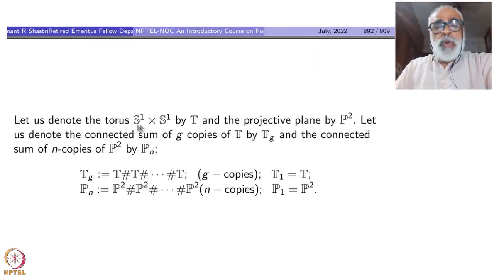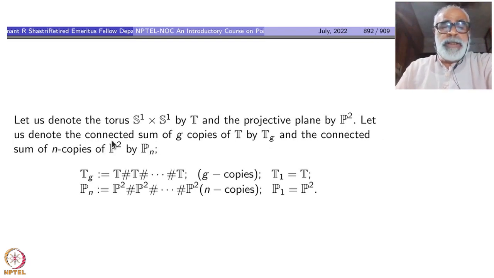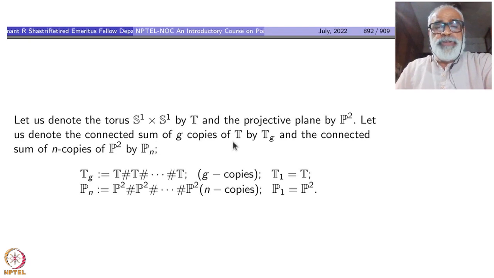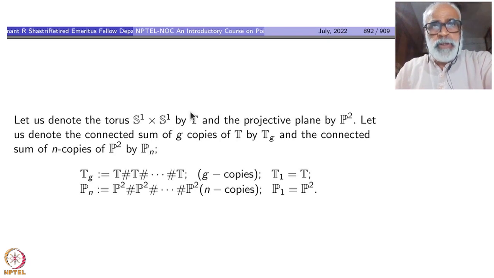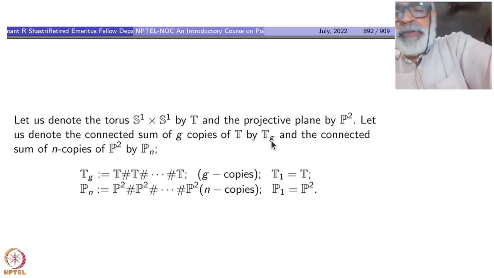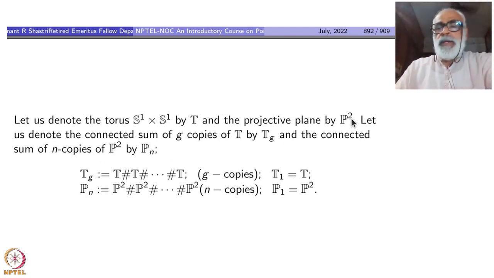Let us denote the torus S1 cross S1 by this simple symbol, this Euler T. I will just read it as T. And the projective plane by P2. This we have already done. This was a new notation, this is an old notation we have done. Let us denote the connected sum of G copies of T by TG. What is this? S1 cross S1, again take S1 cross S1, again take S1 cross S1, G copies. Take the connected sum. Let us denote it by TG. Similarly, the connected sum of n copies of the projective plane, let us denote it by just PN.